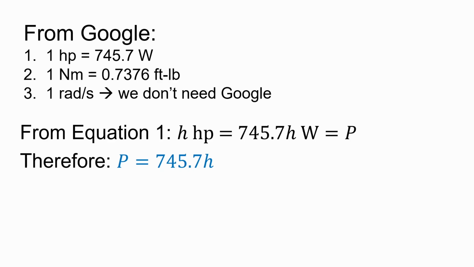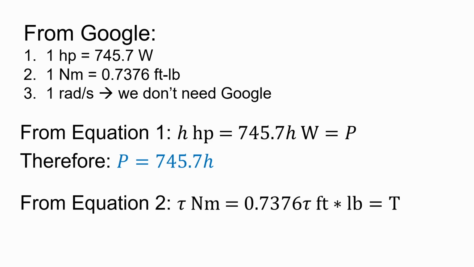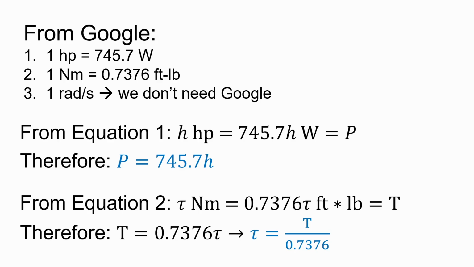And from our second conversion factor, if we know that 1 Newton meter is 0.7376 foot-pounds of torque, then if we have tau Newton meters, then we must have 0.7376 tau foot-pounds of torque, which is going to be equal to our capital tau. That's because we've defined capital tau to be torque in foot-pounds. So from this equation, we'll get that capital tau is equal to 0.7376 times little tau. And rearranging a little bit, we'll find that little tau is equal to capital tau over 0.7376.